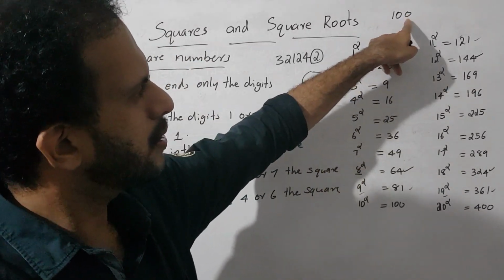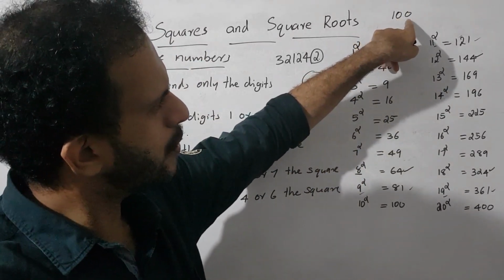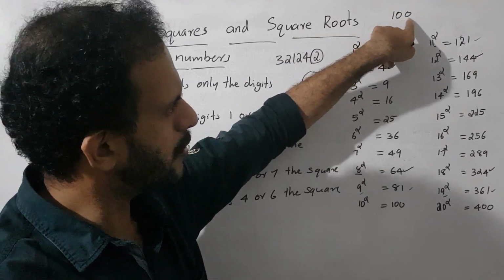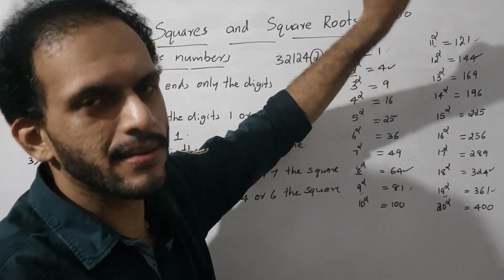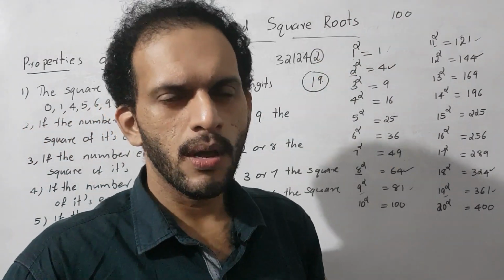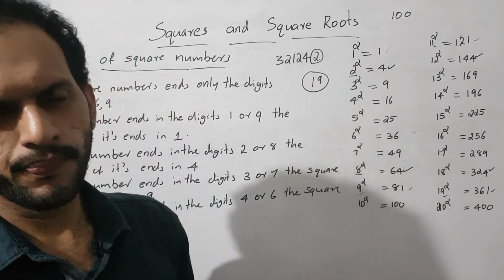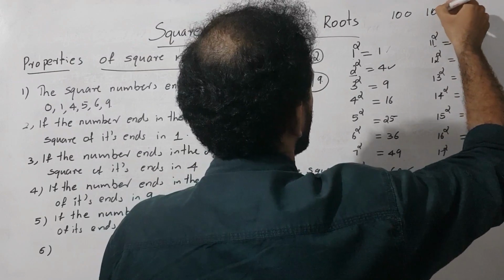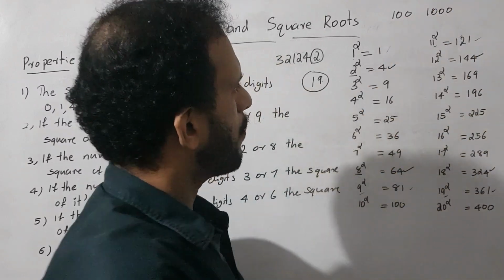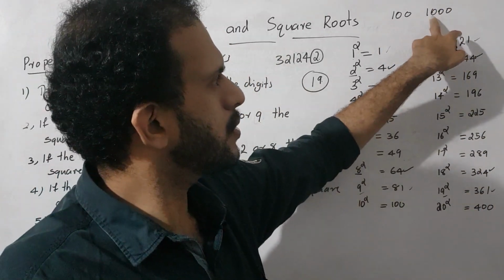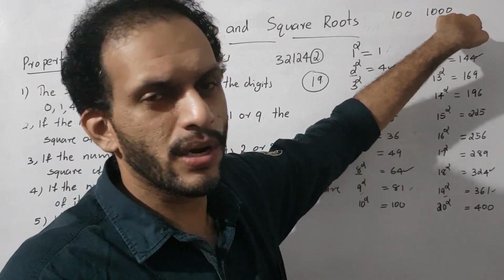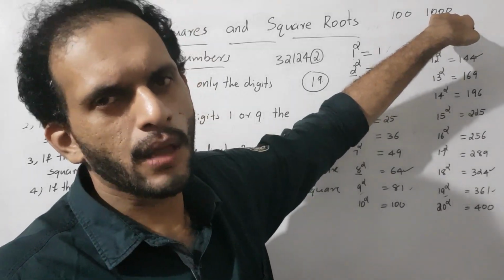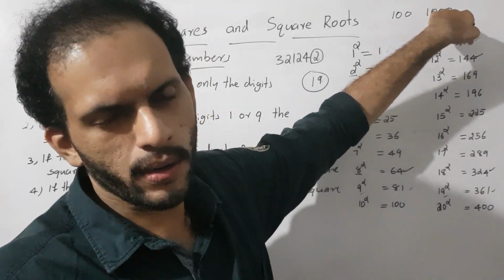Then we just count whether the number of zeros is even or odd. If the number of zeros is even, then maybe it is a square number. It's not sure, maybe it is a square number. But for 1000, we just count the number of zeros. The number of zeros is 3. That one is odd. Correct? Then it is very clear 1000 is not a square number.